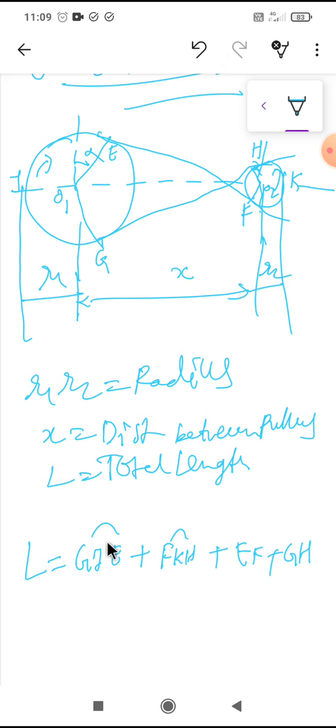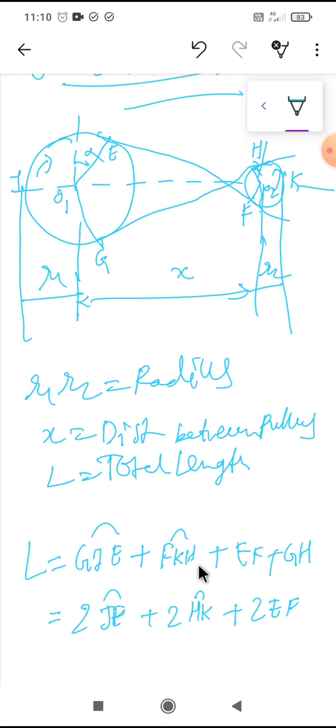Now as we know, arc GJE is nothing but 2 times arc JE. This arc length will be similar to this arc length, and similarly this arc length will be similar to this arc length. So I can write 2 times arc JE plus 2 times arc HK plus 2 times EF, and further this length is similar to this length. So I can take 2 common, and our length will be this. Now we have to find all these 3 parameters here.